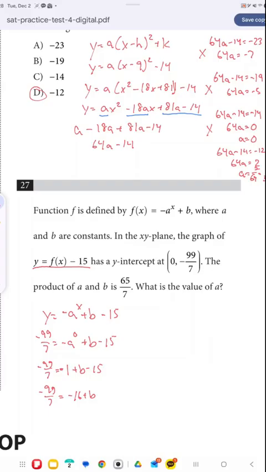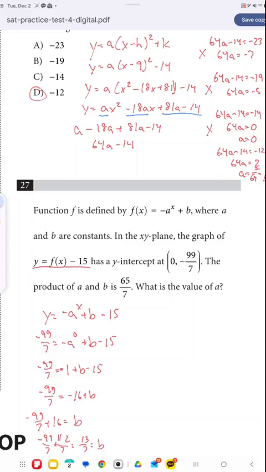Adding 16 to both sides, now we need to find the common denominator. The common denominator would be 7, so we get b is equal to 13 over 7.